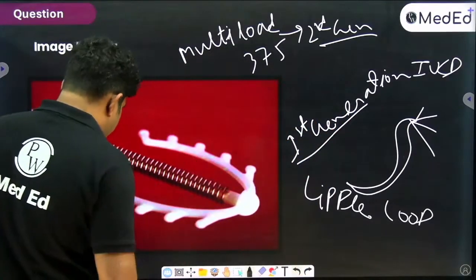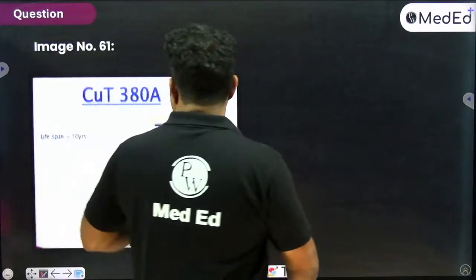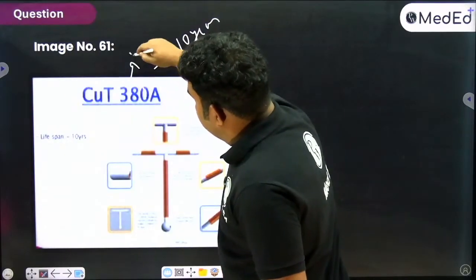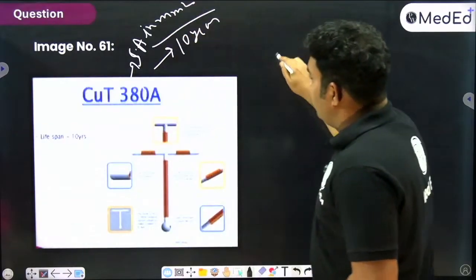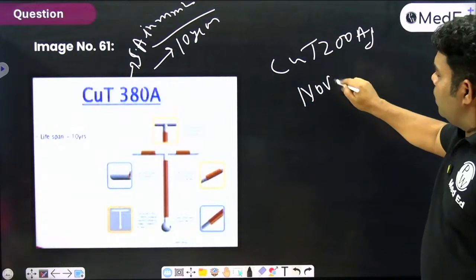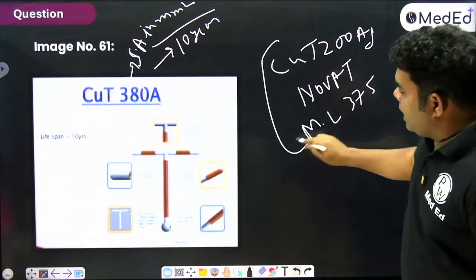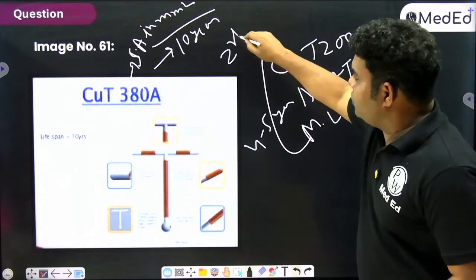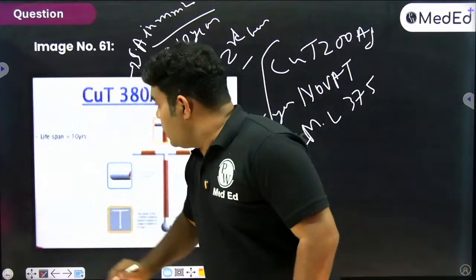Second generation will have, of course, multi-load 375 which you saw, and second generation will also have this copper T 380Ag which protects for 10 years. They can ask what is this 380? 380 is the surface area in millimeter square. And if you have copper T 200 Ag or Nova T or multi-load 375, all these three protect for 4 to 5 years. And these 4 are second generation IUCD. So when you see metal, second generation for sure. And this image is copper T.